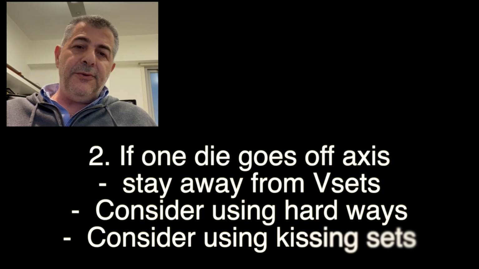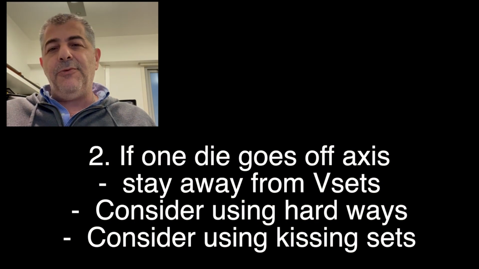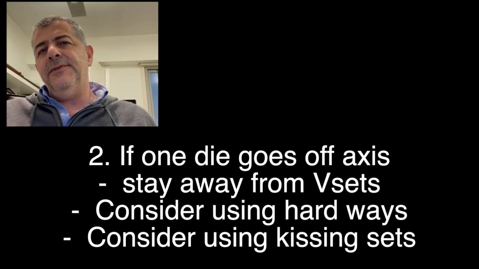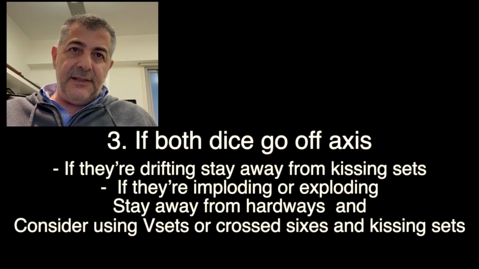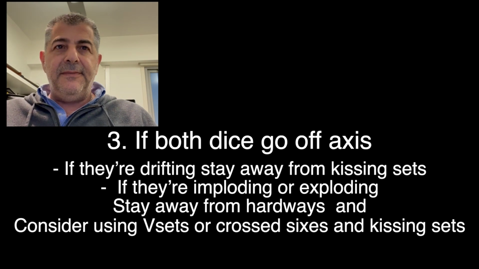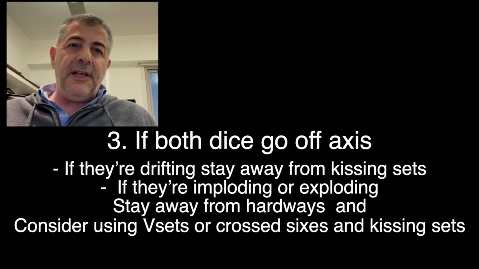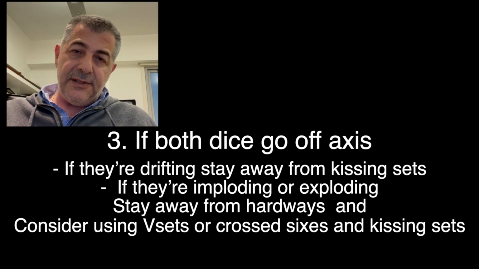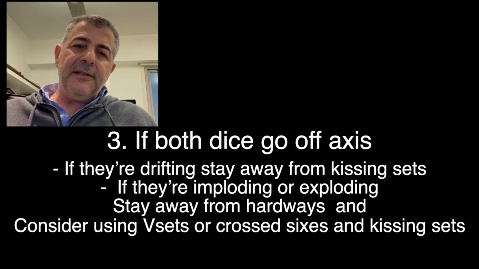If one die goes off axis, then you have to stay away from V-sets. Consider using hardways, consider using kissing sets, and then if both dice go off axis, depends. If they're drifting, stay away from kissing sets. If they're imploding or exploding, stay away from hardways, and consider using V-sets or cross sixes and kissing sets. So you have options. You always have options of what to do, but it depends where you are.